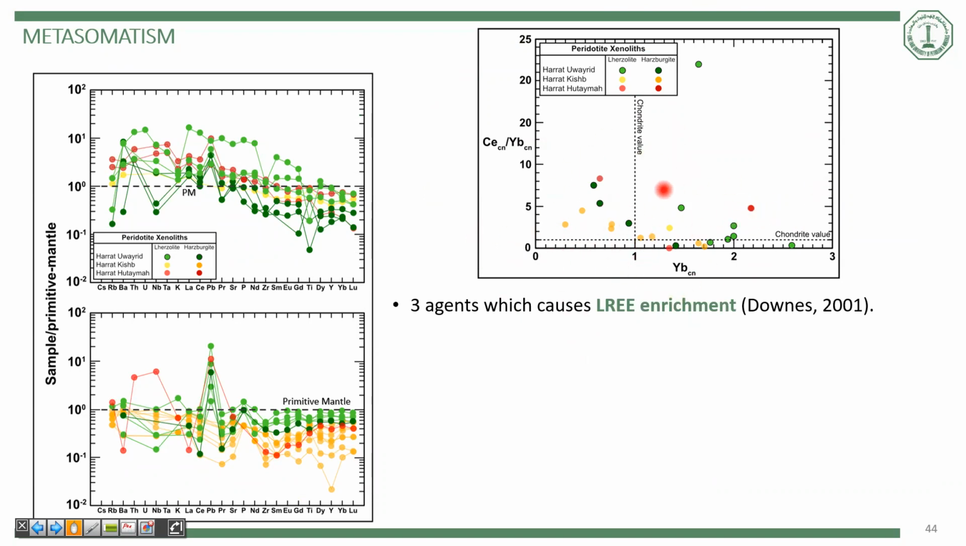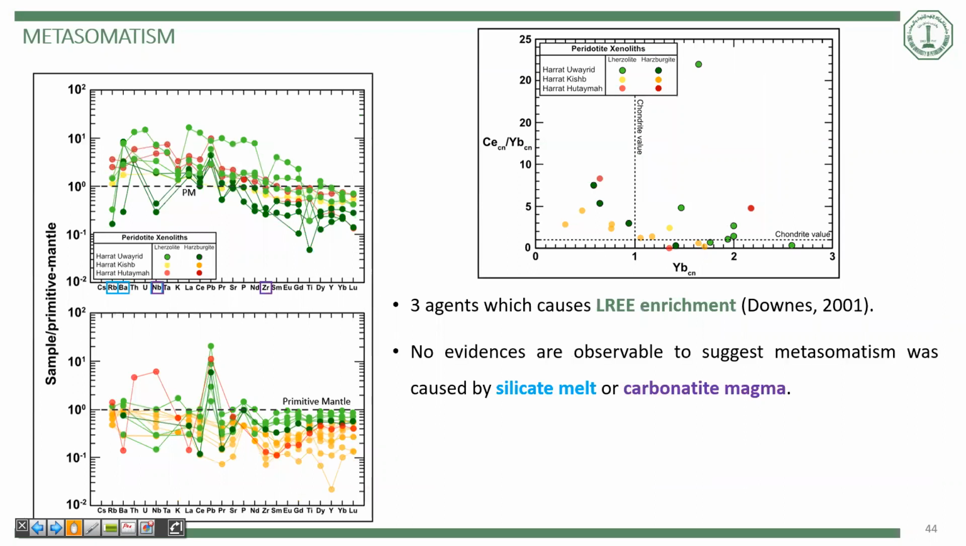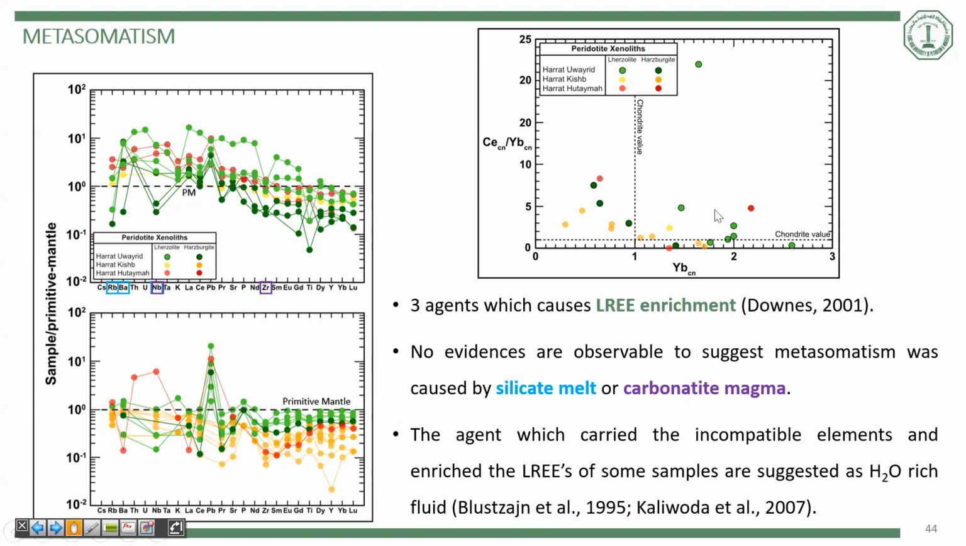These are chondritic values, and this is a parameter for LREE. Everything that is above the chondritic values is considered enriched or metasomatized. Three agents usually cause this metasomatism, according to Downs 2001. But of the three agents, two of them are silicate melts and carbonated magma, and we do not see evidence for these agents here. Therefore, fluid containing H2O is the most probable agent, and this is confirmed by studies of Bluestagen and Kaliwoda.